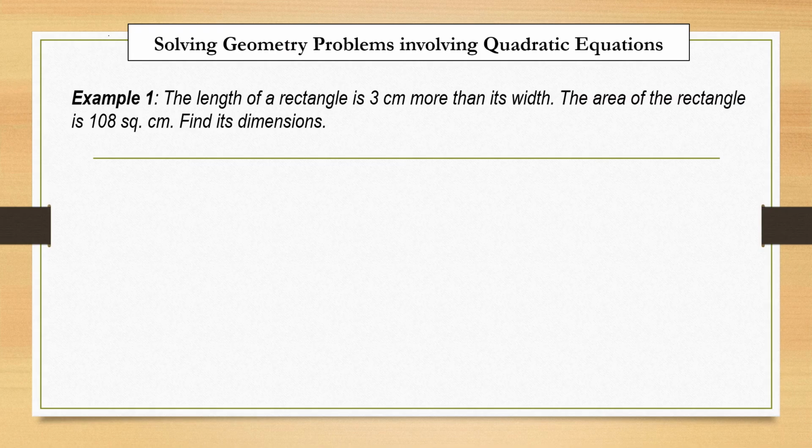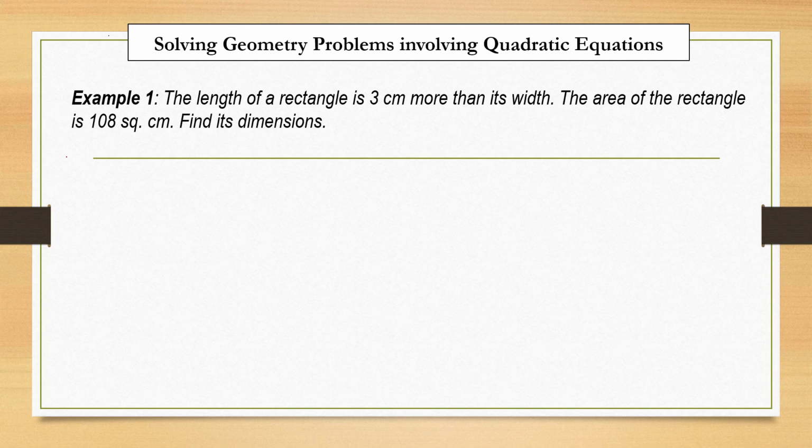Okay, let's now have some examples of geometry problems involving quadratic equations. So let me read the first example. The length of a rectangle is 3 centimeters more than its width. The area of the rectangle is 108 square centimeters. Find its dimension. So for our first step, we will assign a variable that will represent the width and the length.